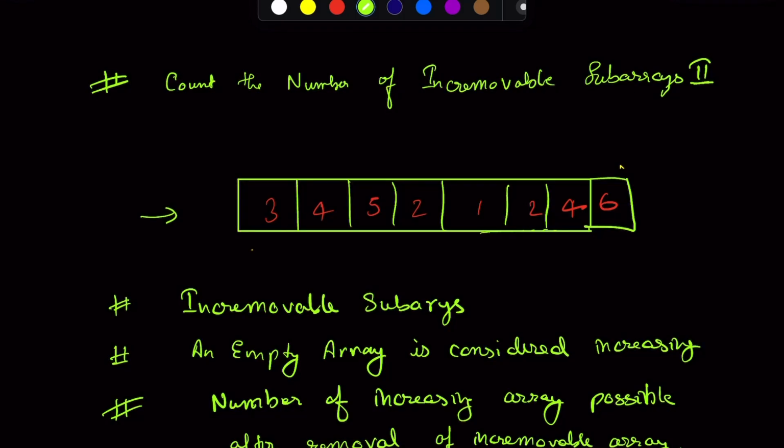Okay, let's look at this problem. Count the number of incremovable subarrays 2. So the first problem of it was quite on easy level where we have lesser constraint. There the constraint was just 50, and here we have 10 to the power 5, which is the length of the nums can go up to 10 to the power 5.